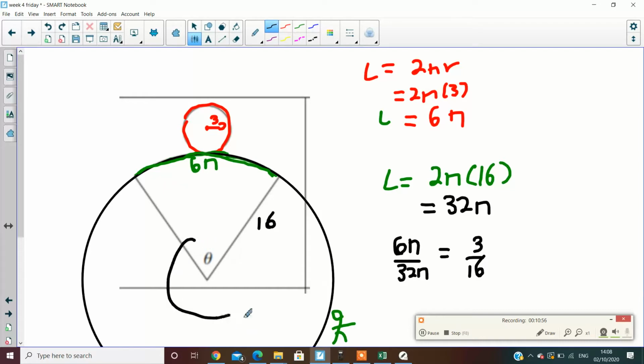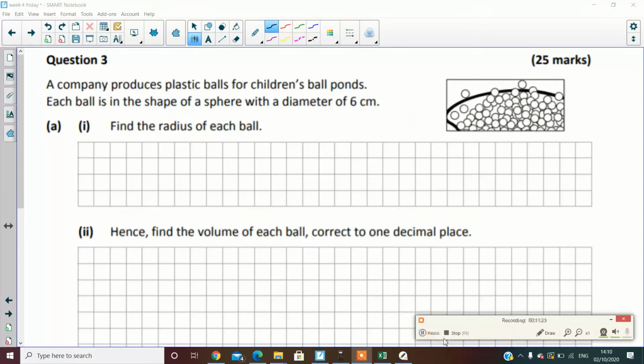If you have the full circle, how much angle do you have? Okay. And then what can I multiply this by? 3/16 of 360, and that'll get you 67.5 degrees. Right, that's one way to do it. Yeah, I think that's a nice way. All right, let's look at this one.